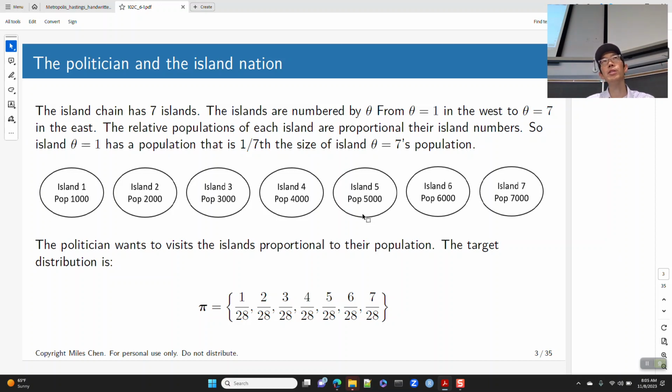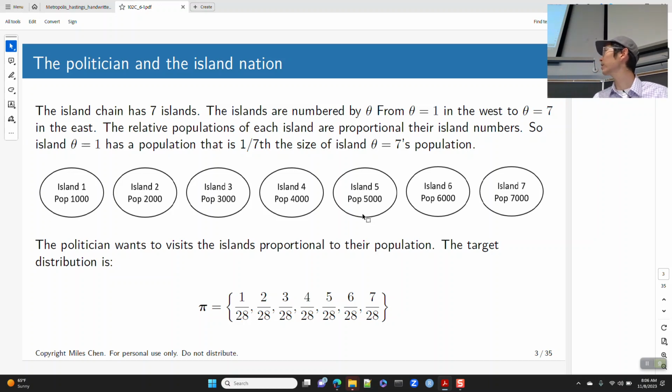So we started off with this discrete case where we said, imagine there's 7 islands, and the islands have these populations, and we want to visit the islands relative to their populations. Just to make everything simple, we said you have islands 1 through 7, and the population of island 1 is 1,000. The population of island 7 is 7,000. So we want to visit island 7 7 times more frequently than island 1. And island 6 should be visited twice as frequently as, say, island 3.